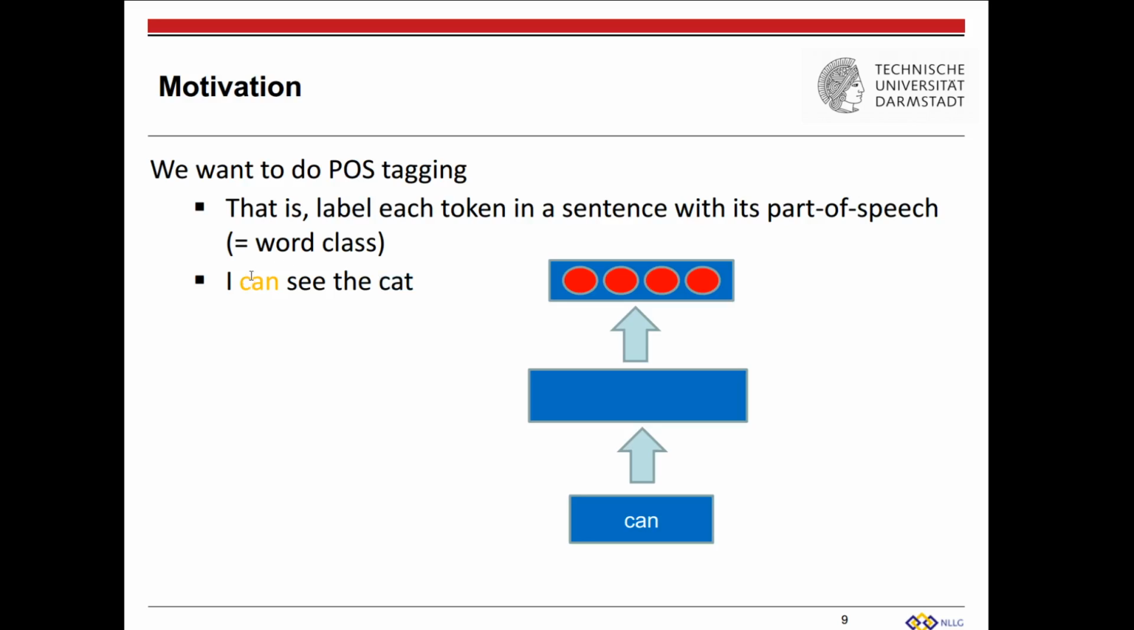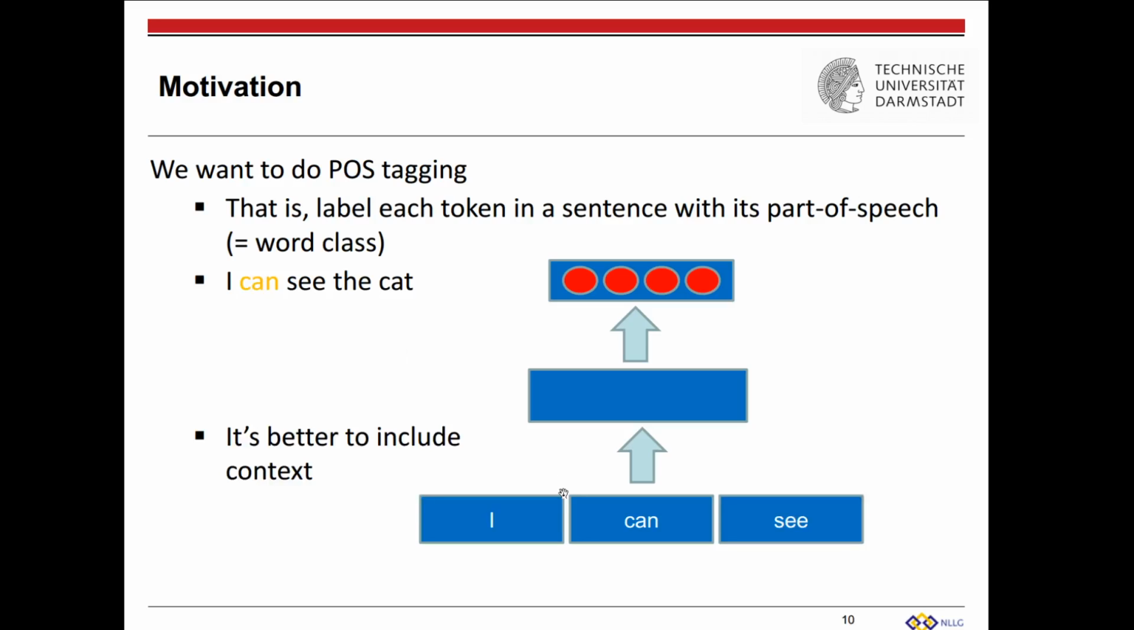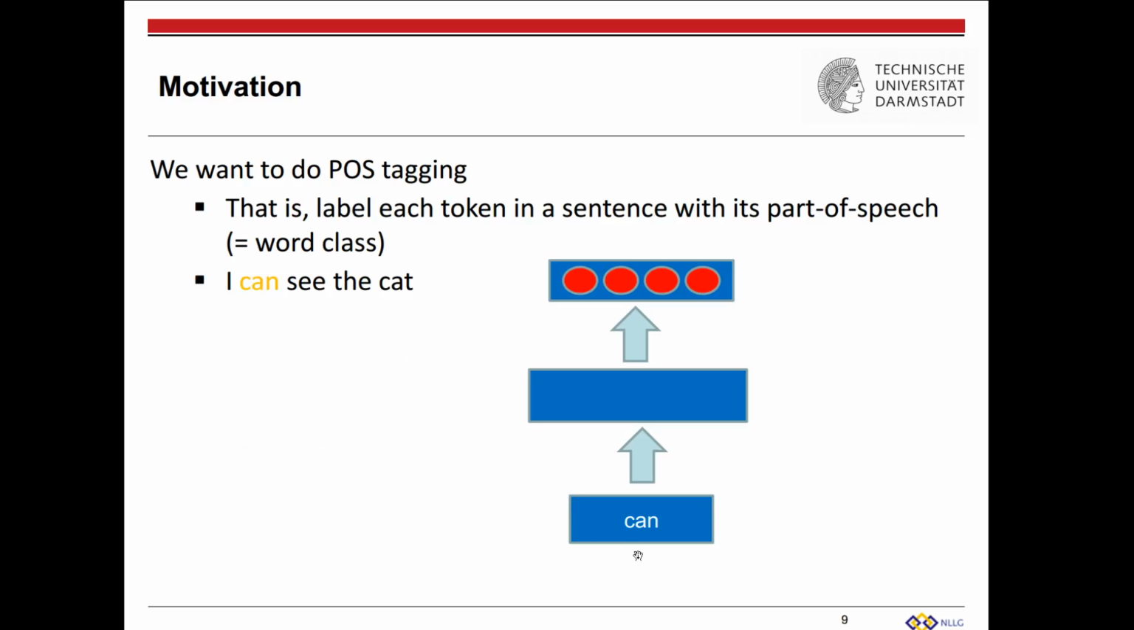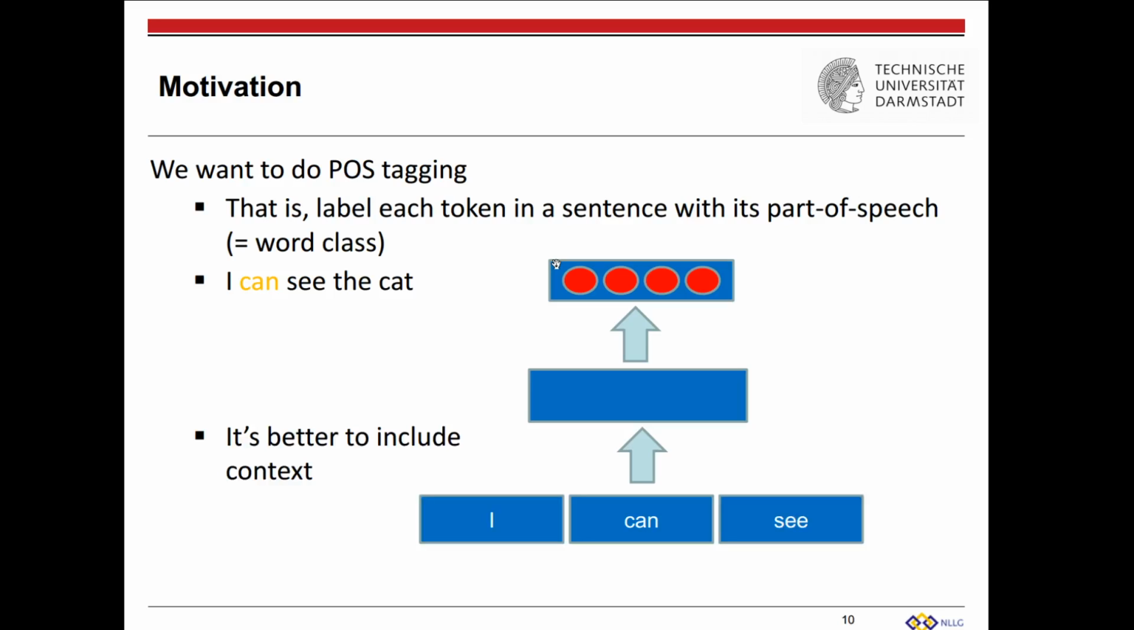But now let's say we are here at the word can. If we want to make an architecture, we would feed can, of course not can itself. We take its vector representation, feed it into a network, have a softmax here and get some classification out. That's a possibility. Of course, it's better to include context, right?